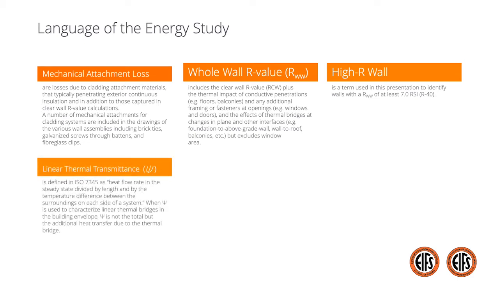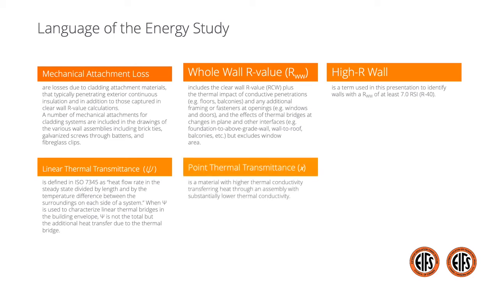For thermal linear transmittance, the study uses the ISO 7345 definition, which, to simplify, accounts for the thermal conductivity of a material or building element over its length. When psi is used to characterize linear thermal bridges in the building envelope, it's not the total but the additional heat transfer through the thermal bridge. Point thermal transmittance is again a measure of a material's thermal conductivity transferring heat energy through an assembly. Examples are mechanical system penetrations or structural support elements that have limited spans and would be more accurately accounted for as a point element as opposed to a linear one.